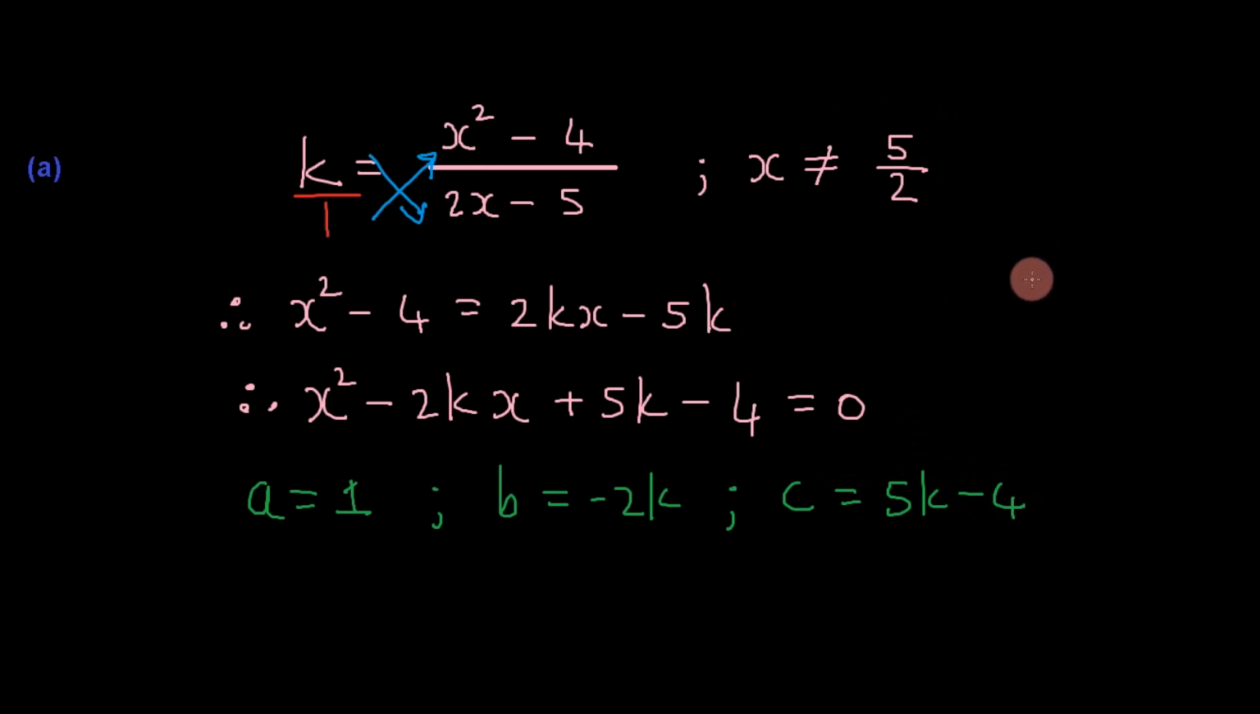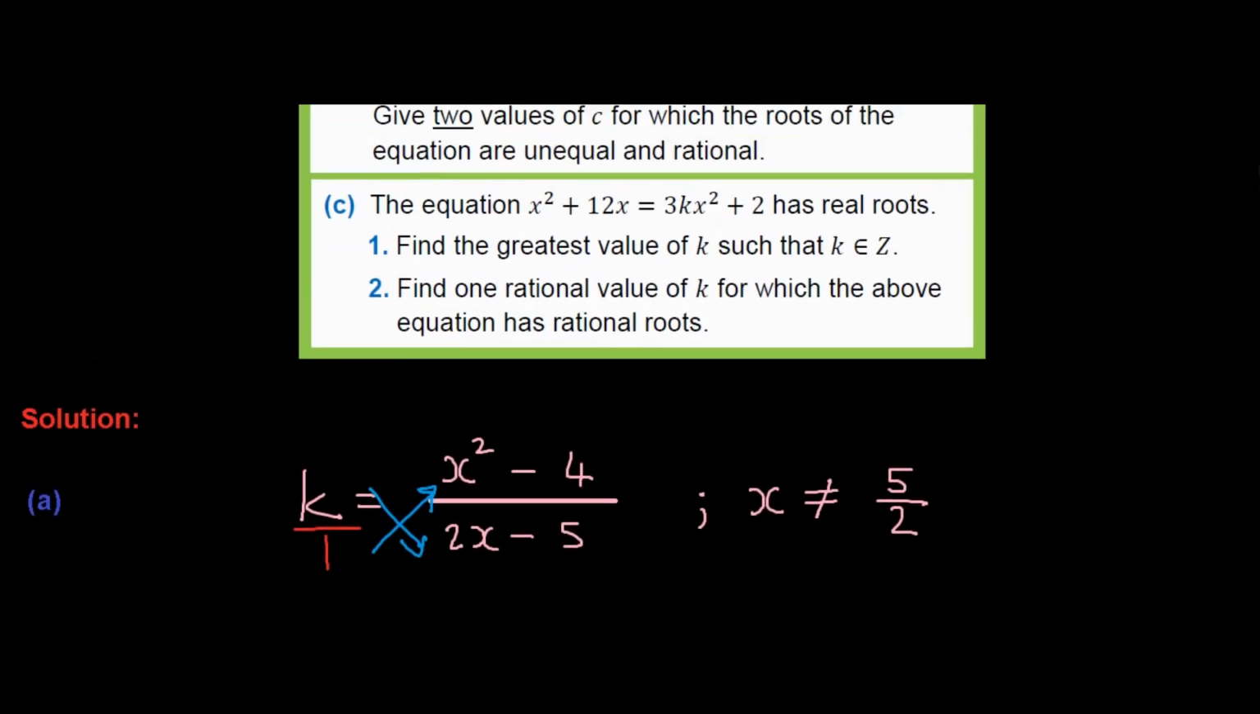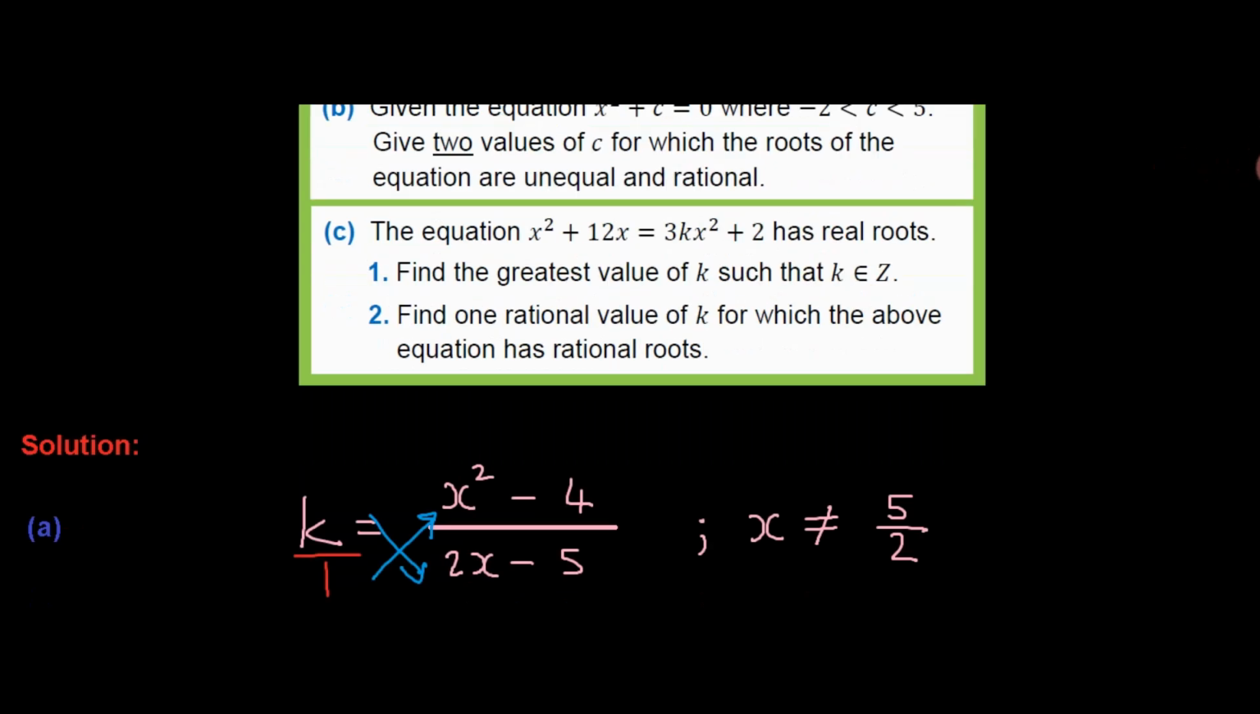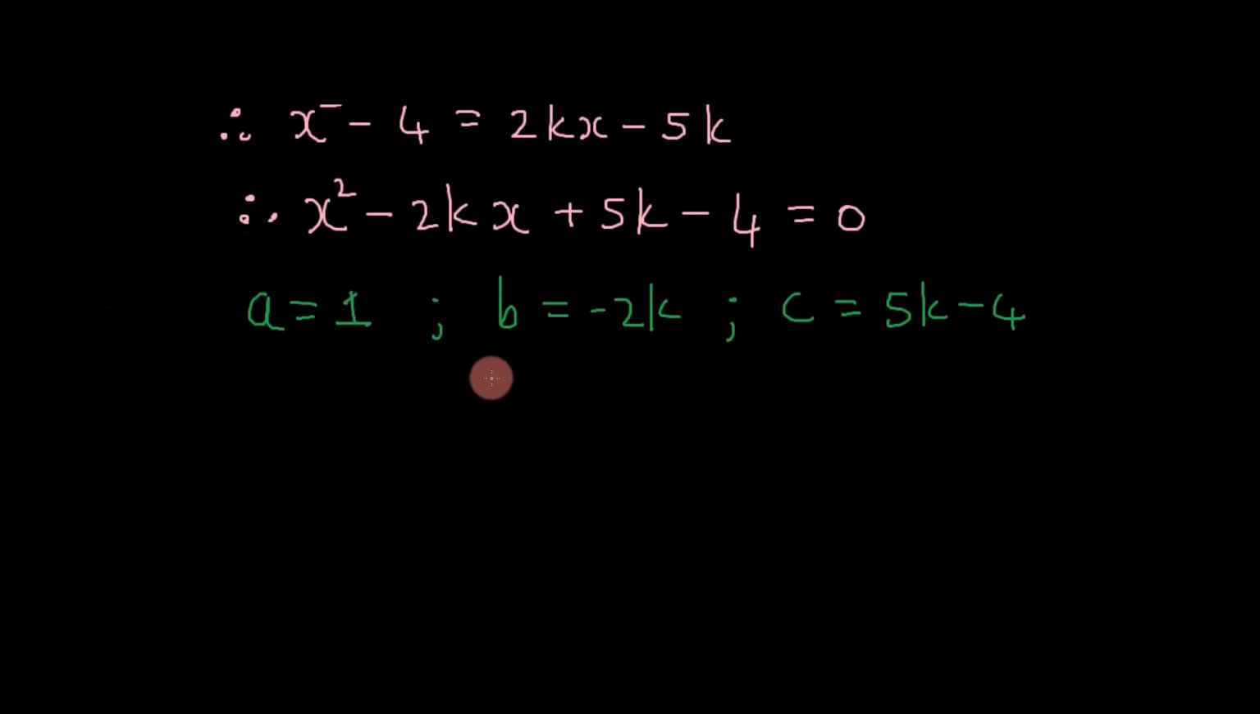Once again, we're going to answer this question in two parts. Remember it said the roots must be rational and unequal. So let's first deal with the unequal part. For the roots to be unequal, they have to exist. In other words, delta would have to be strictly greater than 0. So let's do that. Delta must be strictly greater than 0 for the roots to be real and unequal.